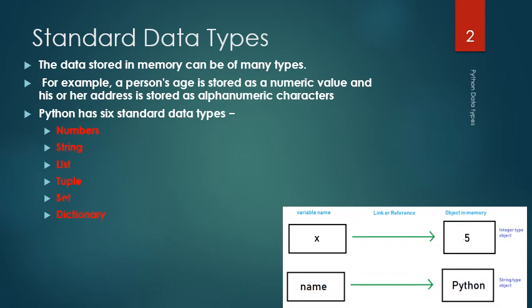When we are creating a variable and assigning a value, it means that the variable is referencing a particular memory location where the value was stored. For example, if we create a variable x and assign a value 5, it means that the variable name x is referring to a memory location where the value 5 is stored. And this object is considered an integer type object. When a variable name is assigned the value Python, it means the name is referring to a memory location of a string type object where the value Python is stored.